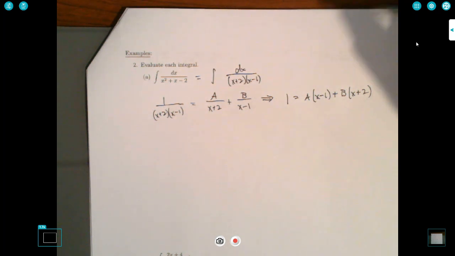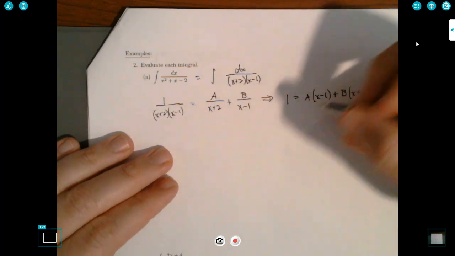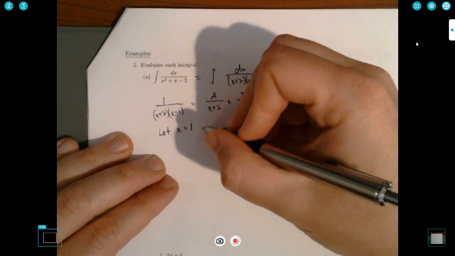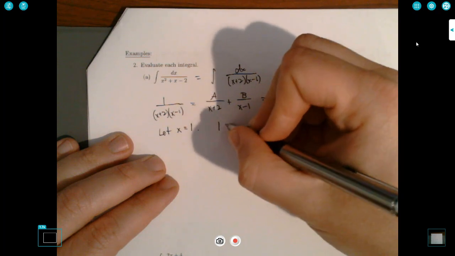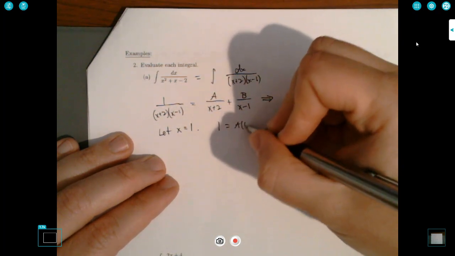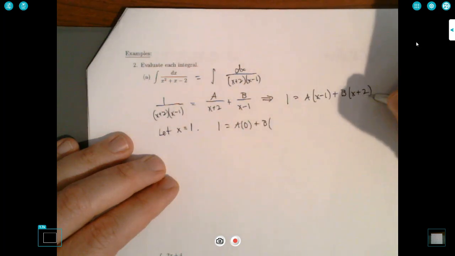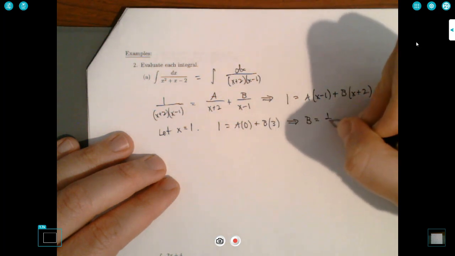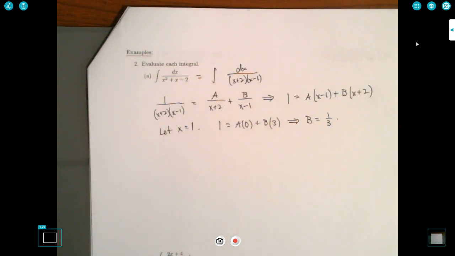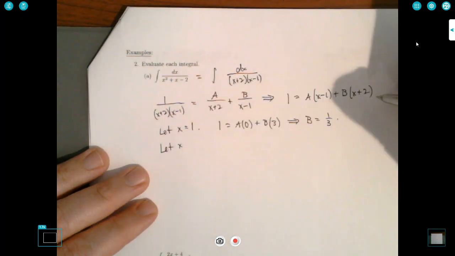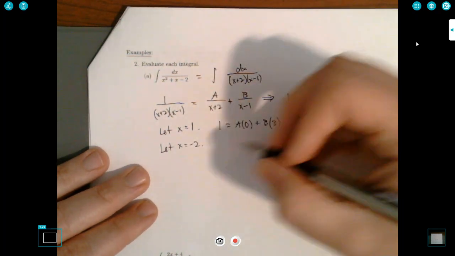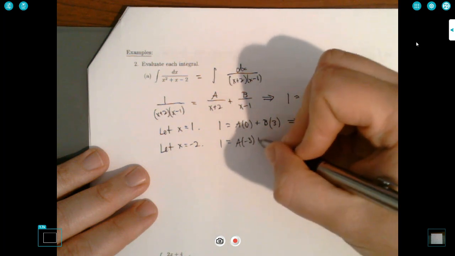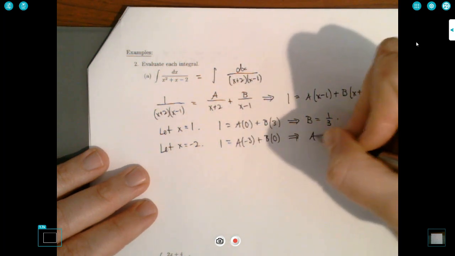So you could equate coefficients, or you could do this little trick. Let x be 1, and then we get 1 equals a times 0 plus b times 3. So b is 1/3. And then we can say let x be -2. Then you get 1 equals a times -3, since -2 minus 1 is -3, plus b times 0. That means a is -1/3.